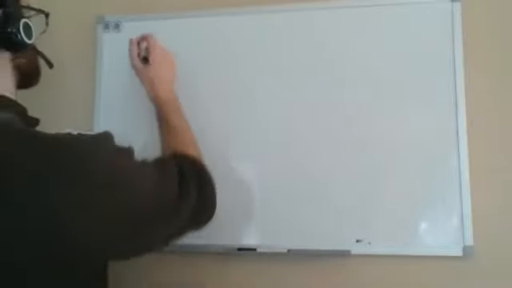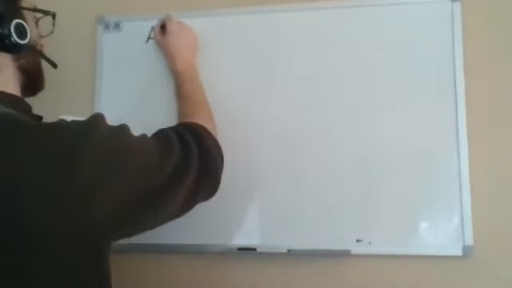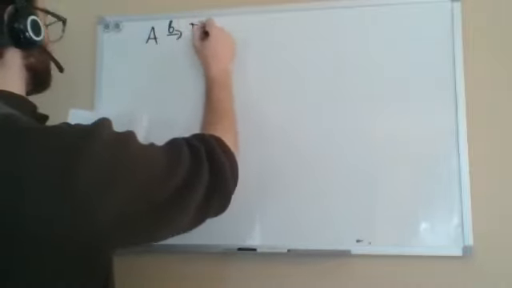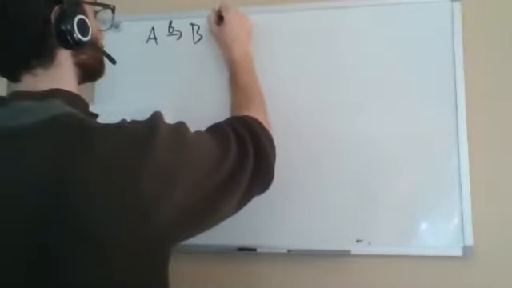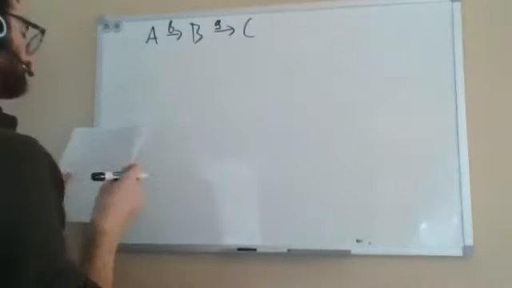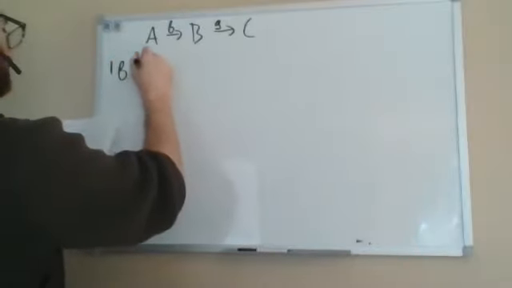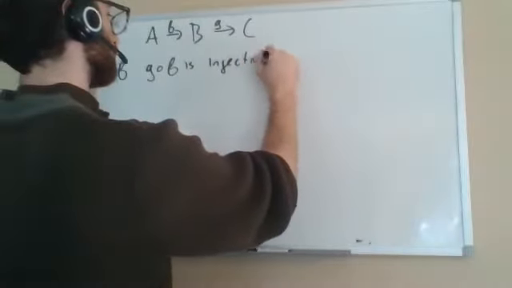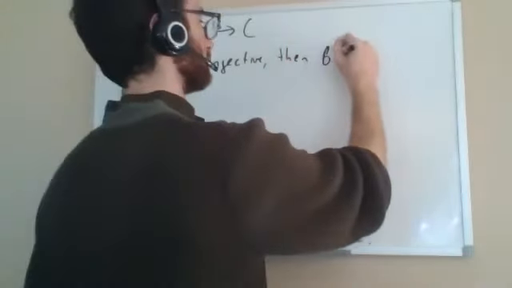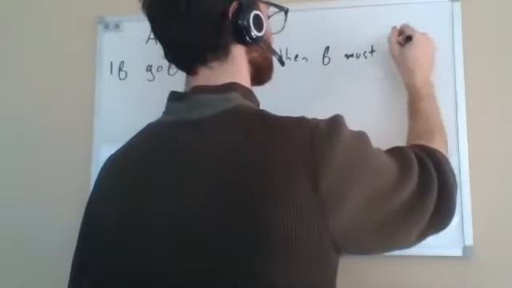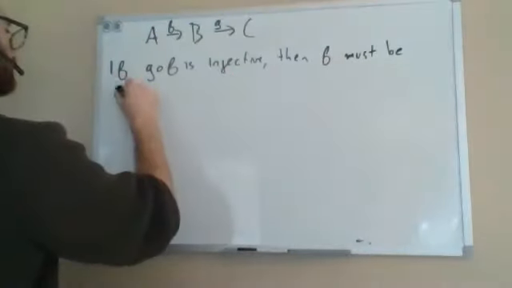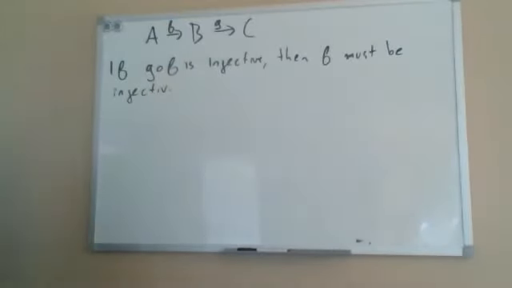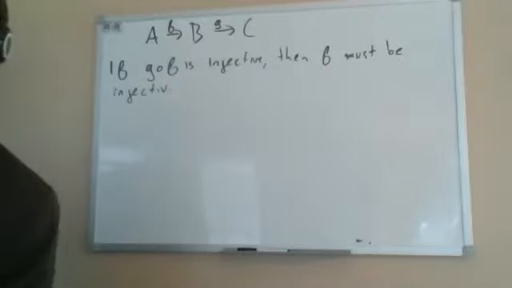Okay, so we've got sets A. I'm just going to write it out this way. F maps from A to B, and G maps from B to C. So if G composed with F is injective, then F must be injective. Okay.